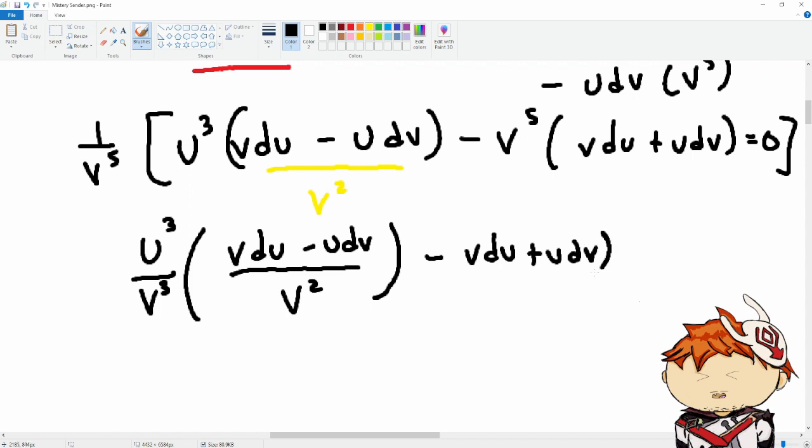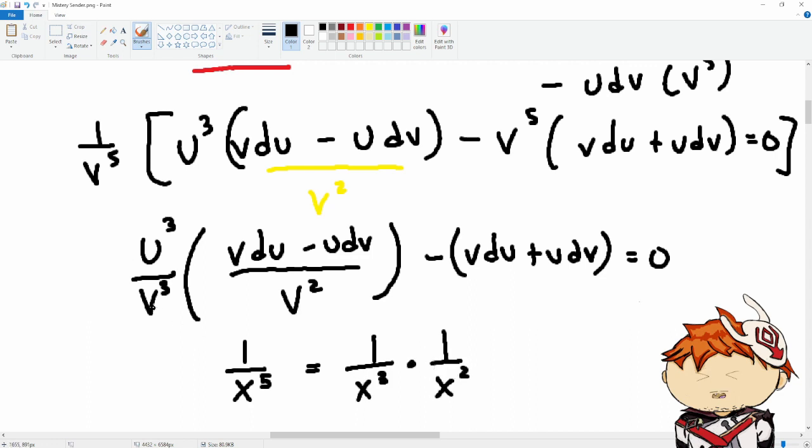So this becomes a complete quotient rule. Property of fraction: 1 over x to the fifth is equal to 1 over x cubed multiplied by 1 over x squared, and basically that's what happened here. 1 over 9 is equal to 1 over 3 multiplied by 1 over 3. That's a property of fraction.